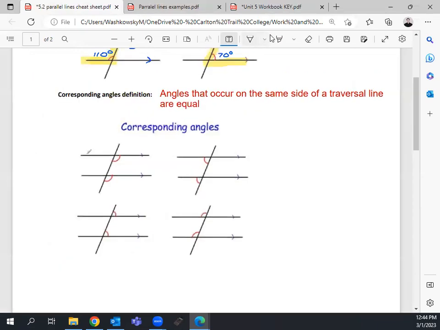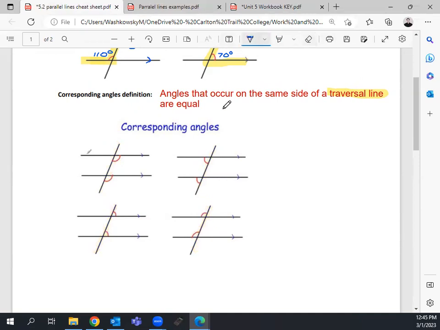Okay, so there's a new word here, and that is transversal line. All you need to know about that is the transversal line is just a line that goes through two parallel ones, right? It's this one I've highlighted in yellow. I'm going to erase that in a second, but a transversal line is just something that intersects two parallel lines.